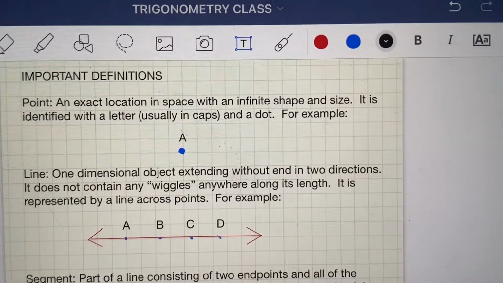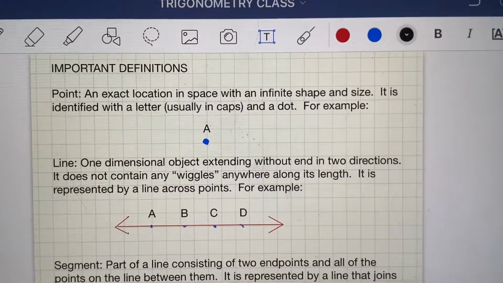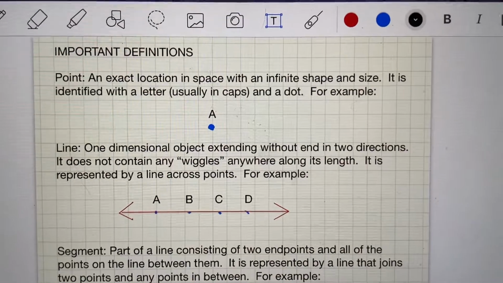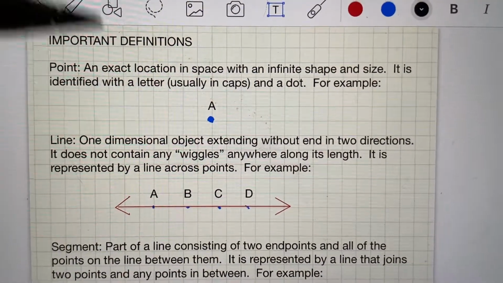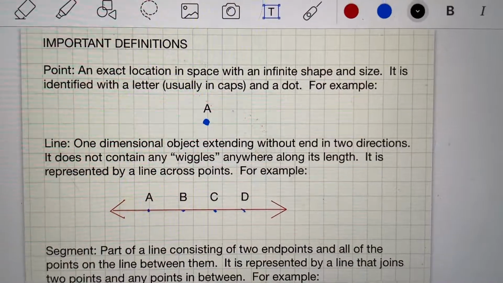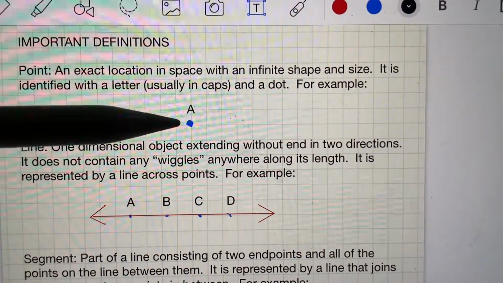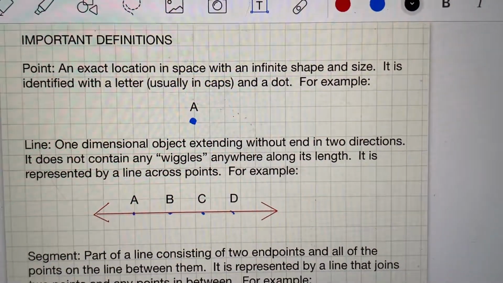Okay, today we're going to start covering trigonometry. But before we begin into exercises, we need to go over some key definitions. The first one is of point, which is an exact location in space with no shape or size. As you can see here, I am representing it with a blue dot and the capital letter A.